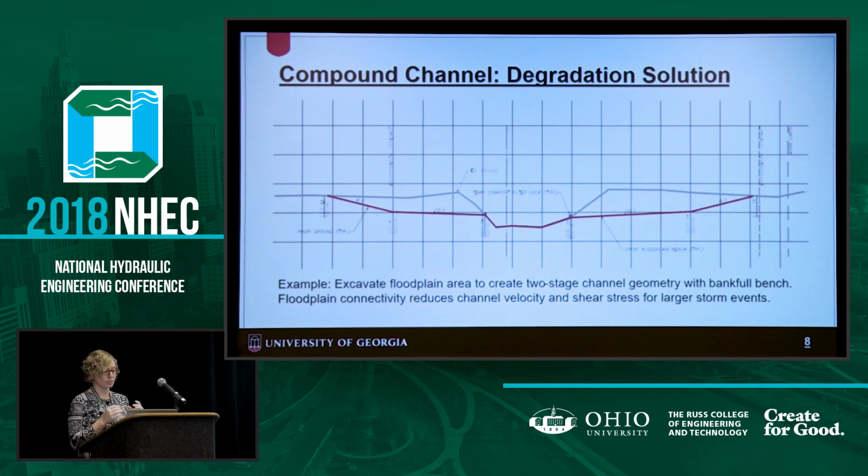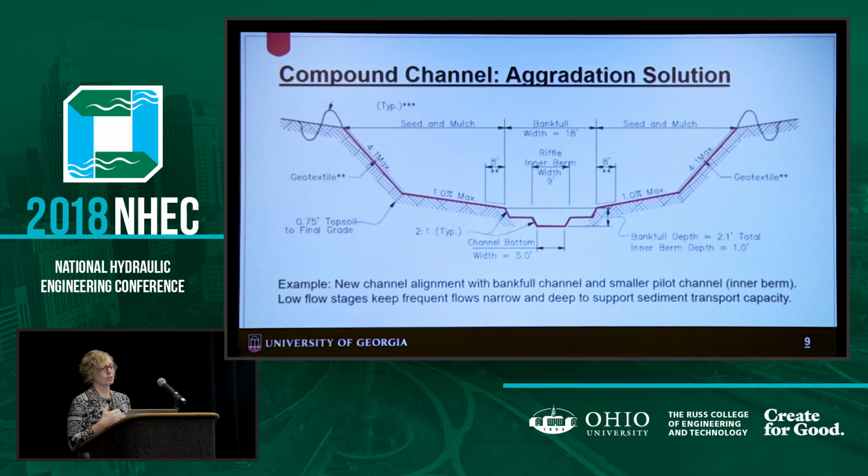So what this does is this new floodplain connectivity reduces the channel velocity and the shear stress for the larger storm events. I will caution you that you want to do this when you have dry conditions, because this is being constructed now, and I talked to Miles, and he says it is a muddy mess. So there's an issue there, but it's a solution for you. So this is a way to think about preventing aggradation.